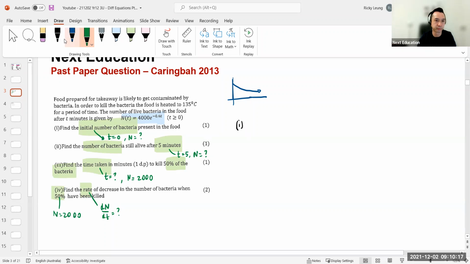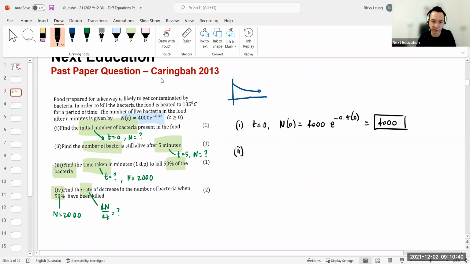All right, that's the question, so let's have a go. First, find the initial number of bacteria. When t equals zero, I've got N of 0 equal to 4,000 e to the minus 0.4 times 0. You don't need a calculator for that, it's just 4,000. All right, pretty sweet. Next, find the number of bacteria after 5 minutes. So t equals 5. This is just pure calculator work. Check that on your calculator, don't take my word for it.